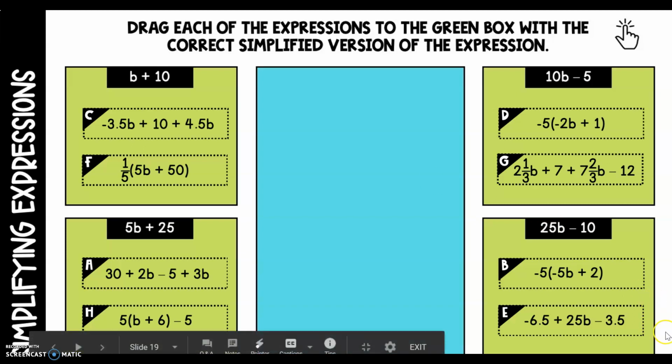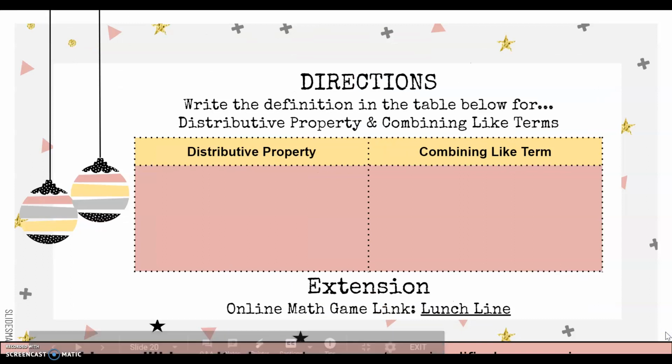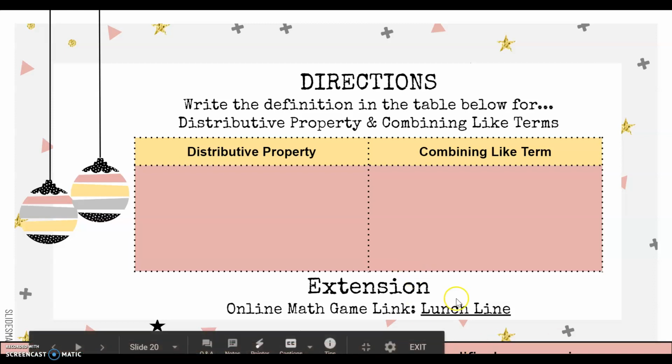Now we're going to move on to the next slide. Directions: write the definition in the table below for the distributive property and for combining like terms. And then we have an extension here. This is a link to play an online math game.